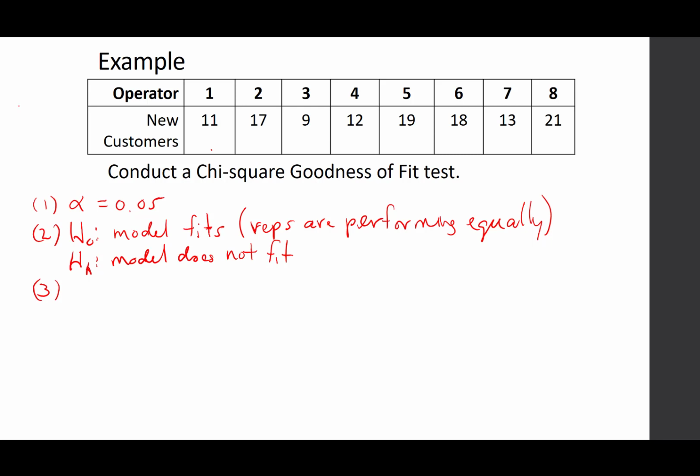All right, so how many customers in total? If you add up the numbers 11, 17, 9, 12, 19, 18, 13, and 21, you're going to get 120. So 120 customers were brought in. If they're all performing equally well, they should each bring in 120 divided by 8, which is 15. So the expected count for each of these cells is 15, and that's the total, 120 divided by 8.